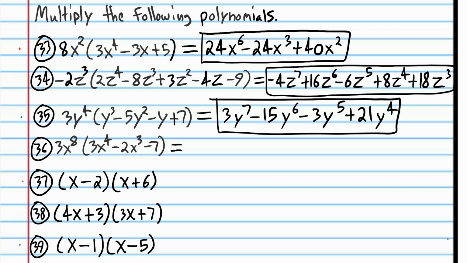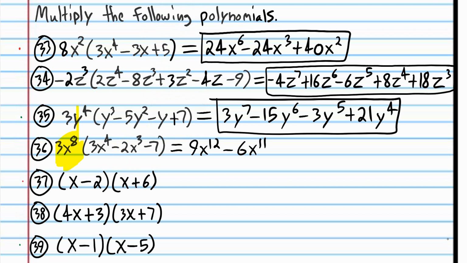Okay, we're back. 3 times 3 is 9. x to the 8 times x to the fourth is x to the 12th. So we multiplied these two terms here. And now we're going to multiply these two terms. 3 times negative 2 is negative 6. x to the 8 times x to the third is x to the 11th.